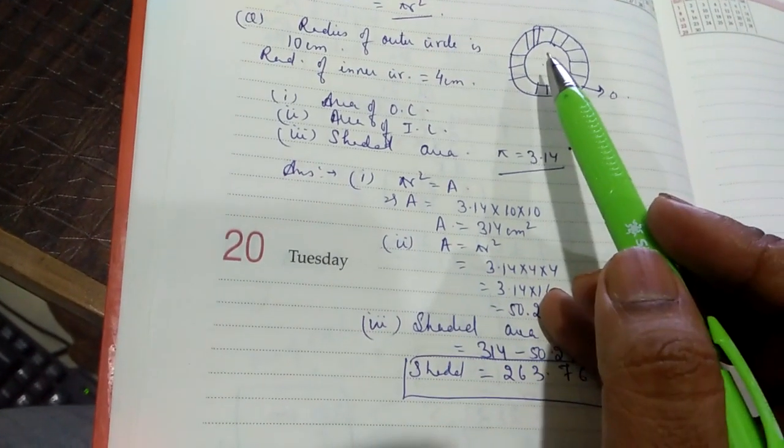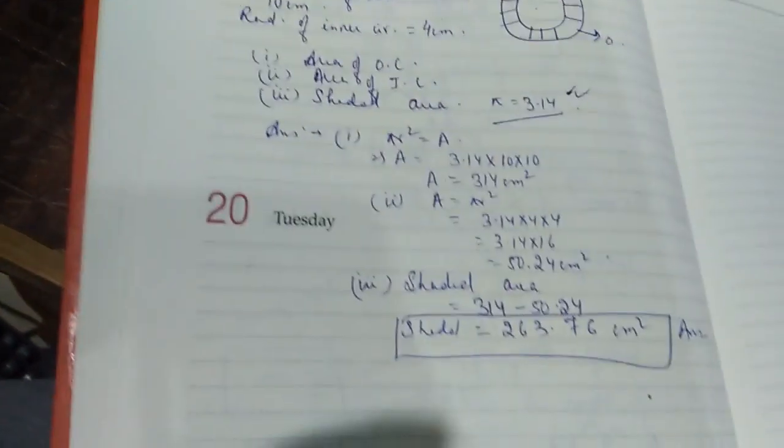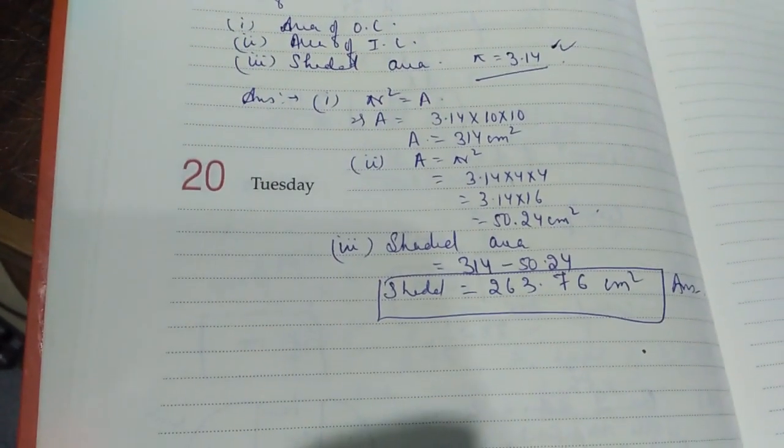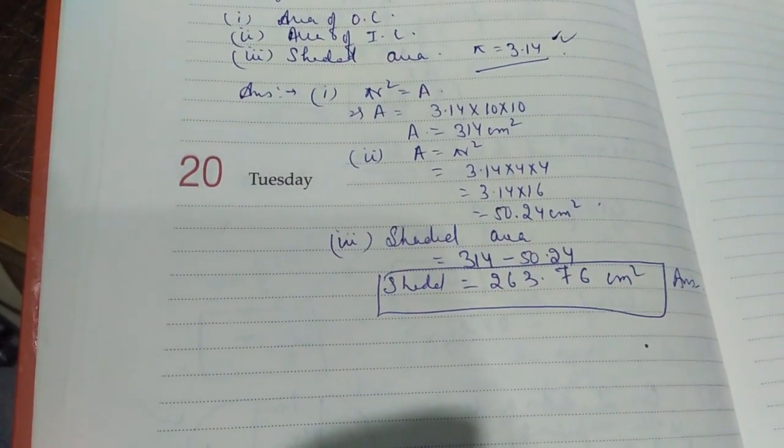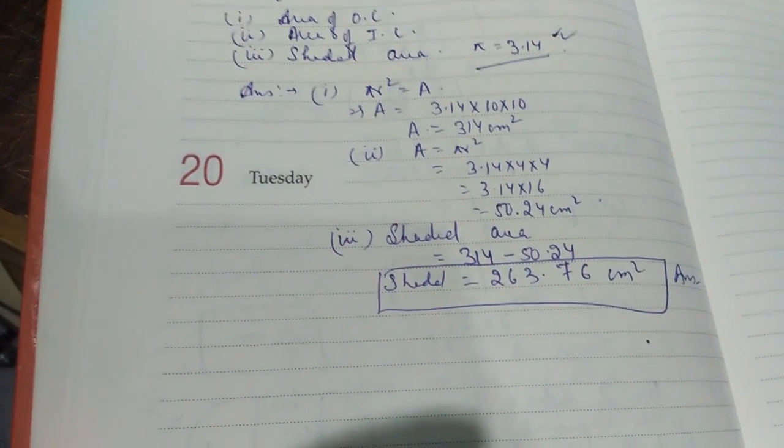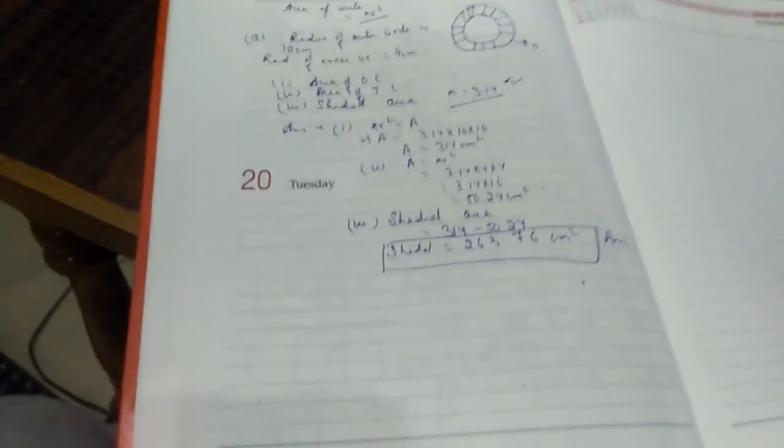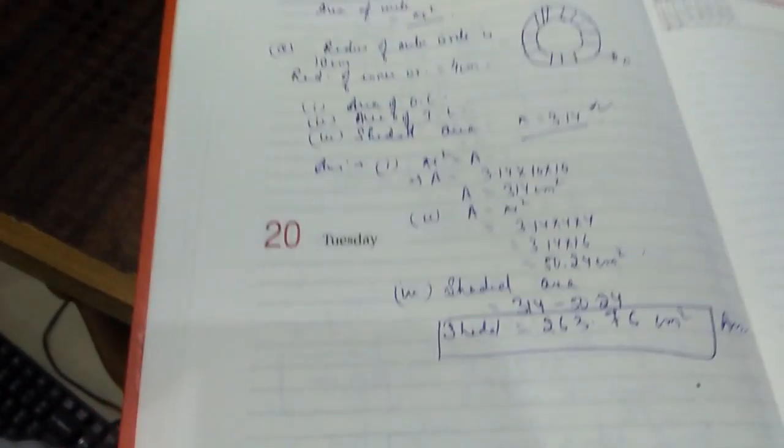Okay. So simple enough. We have found the area of the outer circle. We have found the area of the inner circle. We have subtracted it. All right. So these are simple questions based on this. Please practice a few of them. Just in case you find any problems, please feel free to ask me. All right. So questions will not be difficult.